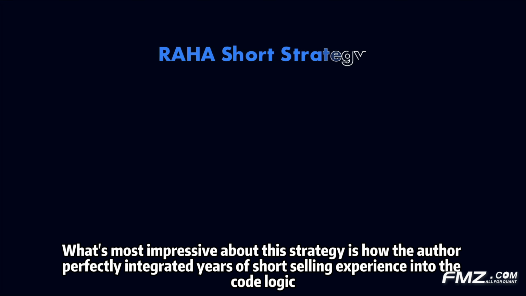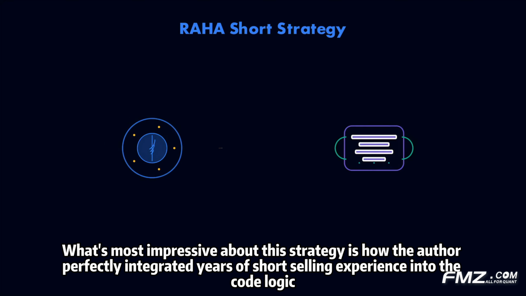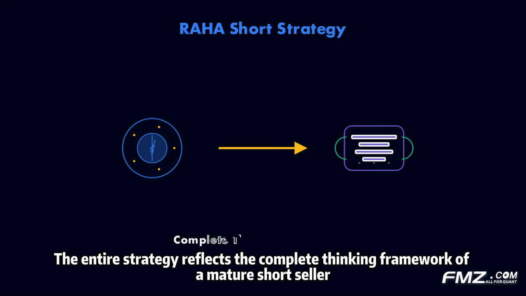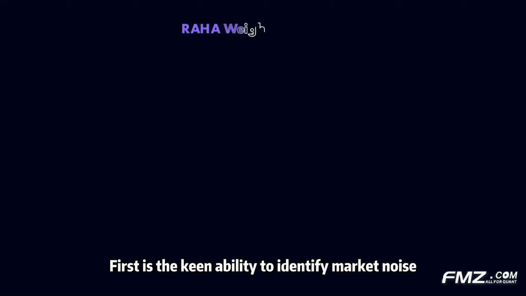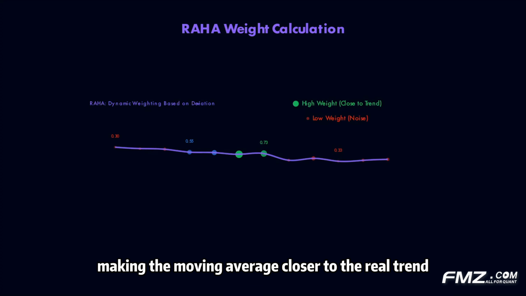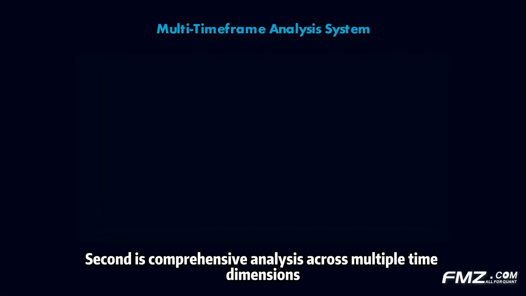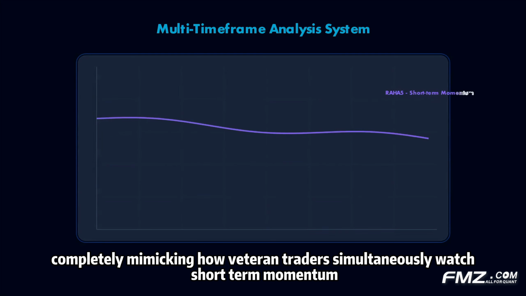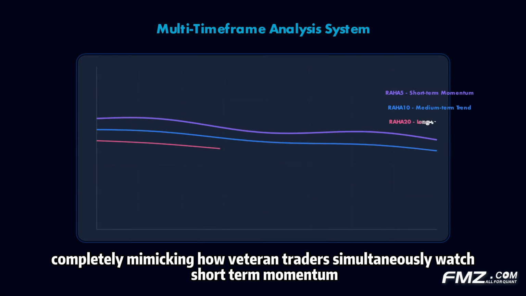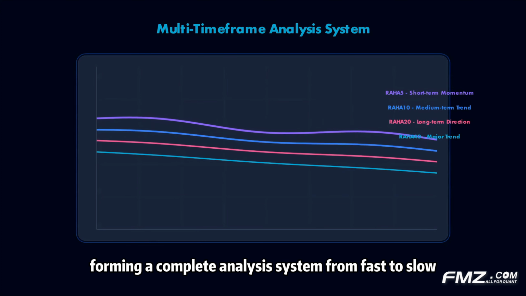What is most impressive about this strategy is how the author perfectly integrated years of short selling experience into the code logic. The entire strategy reflects the complete thinking framework of a mature short seller. First is the keen ability to identify market noise, by dynamically adjusting the weight of each price point to filter out market static, making the moving average closer to the real trend. Second is comprehensive analysis across multiple time dimensions, completely mimicking how veteran traders simultaneously watch short-term momentum, medium-term trends, and long-term direction, forming a complete analysis system from fast to slow.